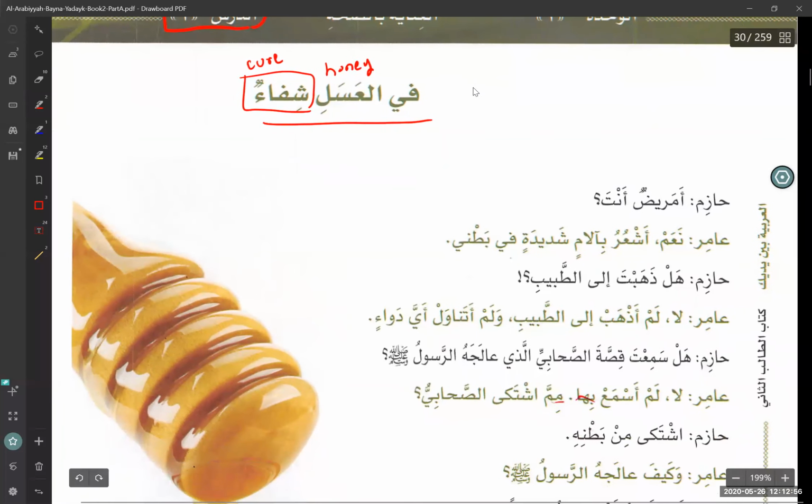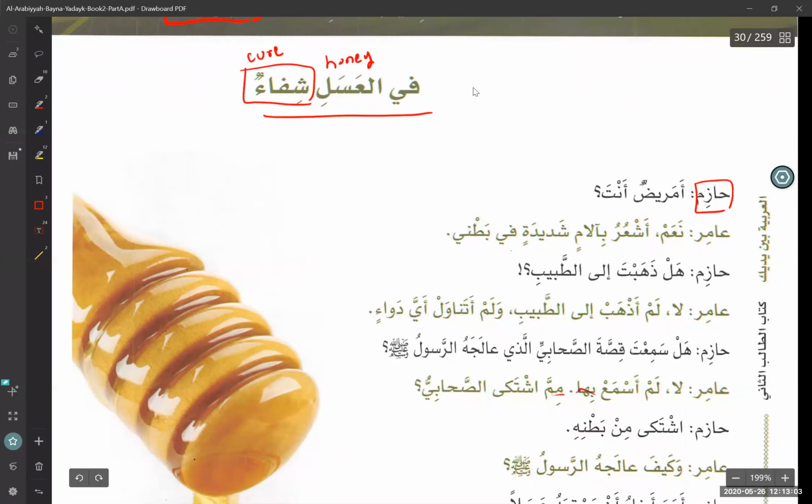So the topic is going to be about honey, and it's a conversation, as you can see, between Hazim and Amir. So what I'll do first is I'll play the audio that comes with the book, so you can listen to the whole conversation first, and then we'll go back and we'll translate and understand the text. Okay.